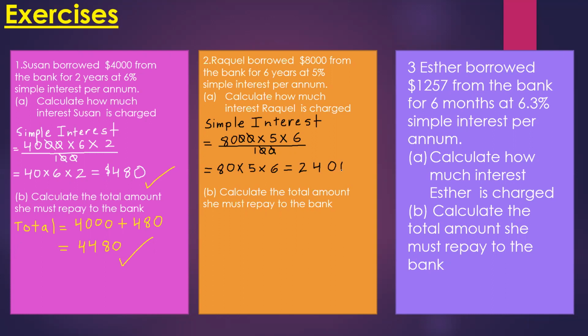So this right here is her interest, right? How much is the total amount she has to repay to the bank? Calculate the total amount she must repay to the bank. Total amount equals principal plus interest charge. So 8,000 plus 2,400 gives us 10,400. Very good. We add the principal, which is the amount borrowed, 8,000, plus 2,400.